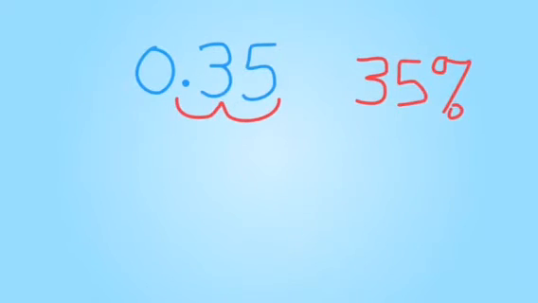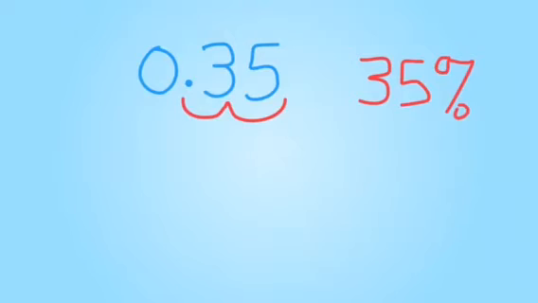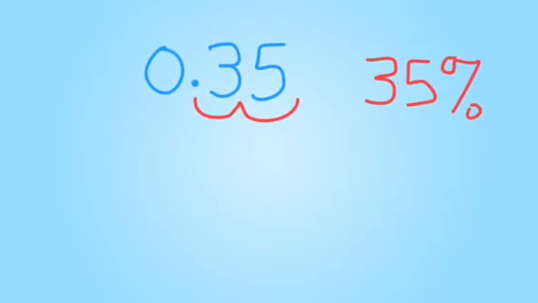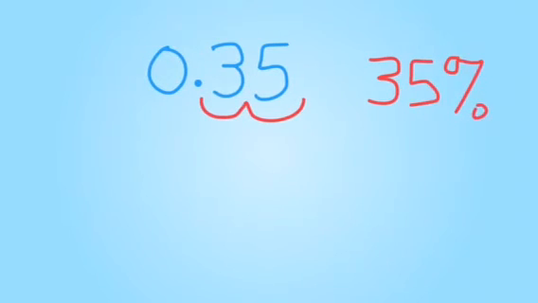What I've done here is I've taken my 0.35, or 35 hundredths, and I've converted it to a percent because that's probably the easiest step to do. And to convert your decimal to a percent, you simply move the decimal 2 places to the right and add the percent sign. So I end up with 35 hundredths equaling 35%.